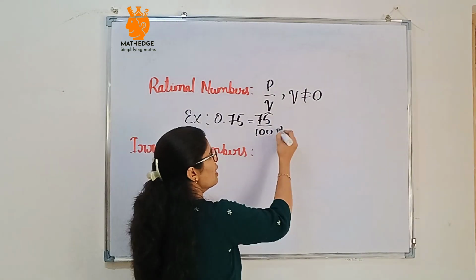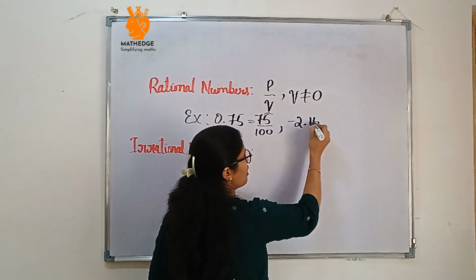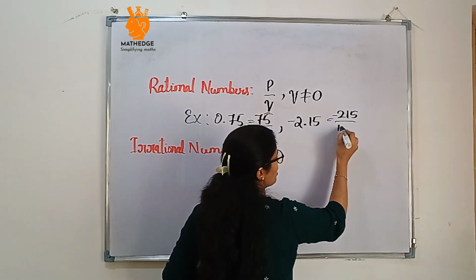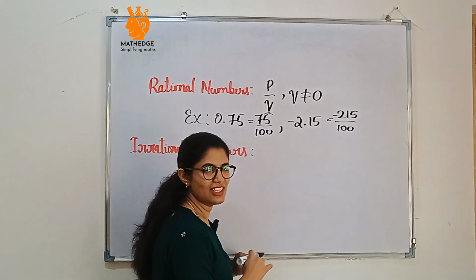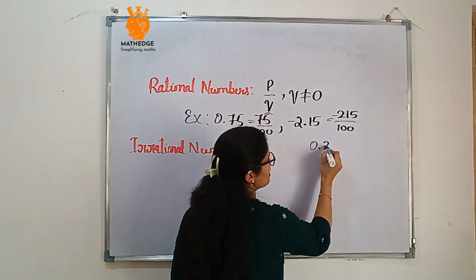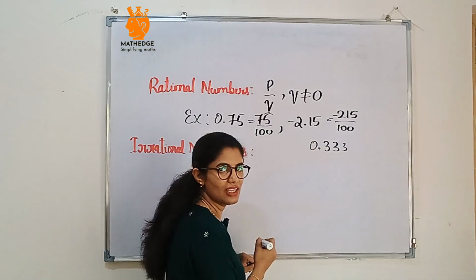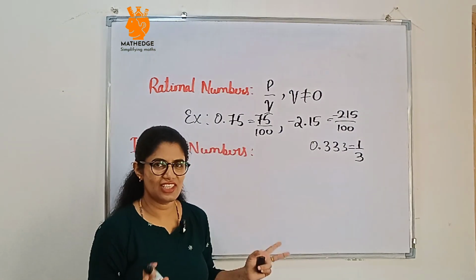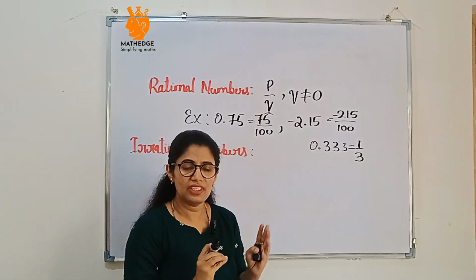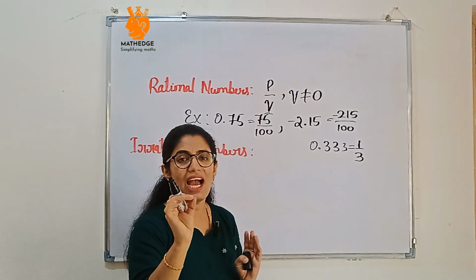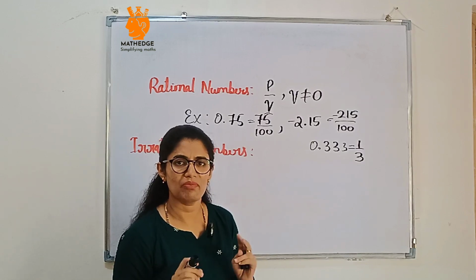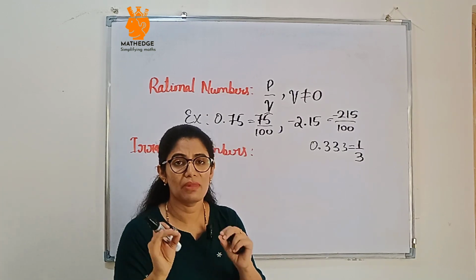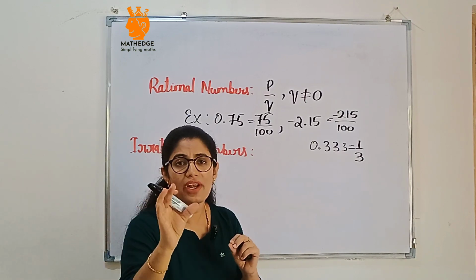Then let's take minus 2.15. This also can be written as minus 215 divided by 100, so this is also a rational number. Another, 0.333 repeating, can be written as 1 by 3, so this is also a rational number. Decimals that repeat or terminate are rational, and all integers are also rational numbers, like 1 and 2.